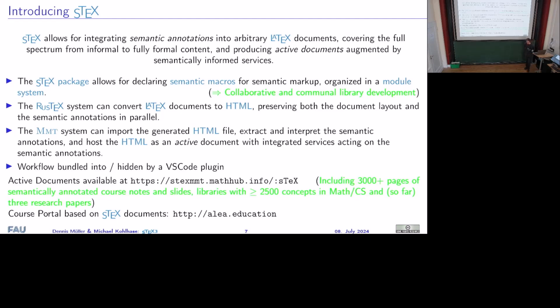And then what can we do with that? We can generate active documents from that, which we can augment by semantically informed services. The entire pipeline consists of basically 3 pieces or 4 pieces of software, depending on how you count. The first thing is just the STEX package for LaTeX. That is on CTAN. You just write usepackage STEX and then you're good. And then you can write your things.